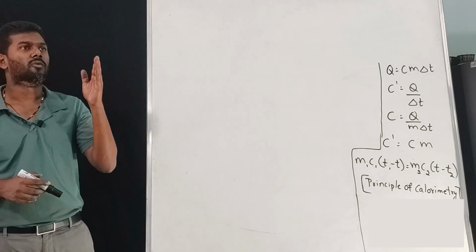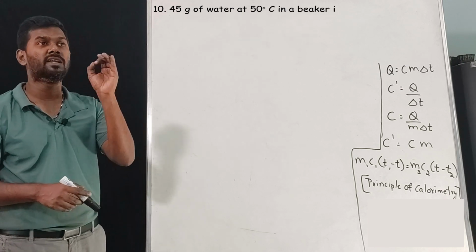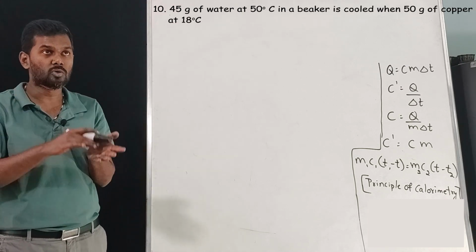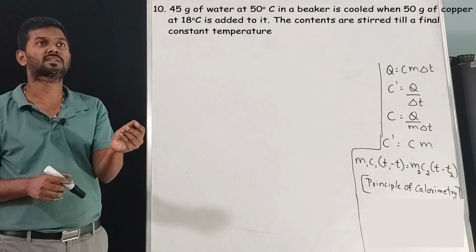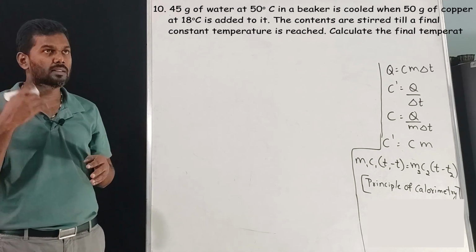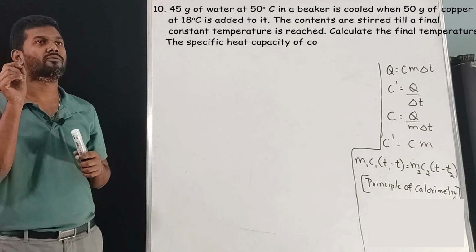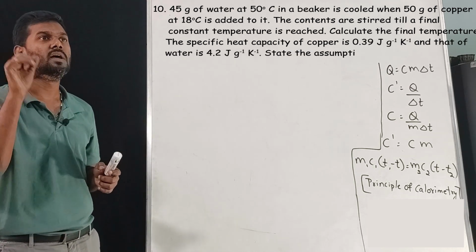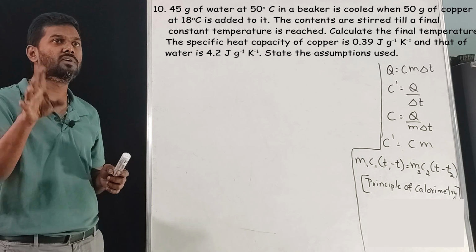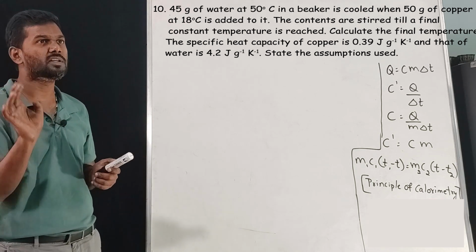Our next question: 45 gram of water at 50 degrees Celsius in a beaker is cooled when 50 gram of copper at 18 degrees Celsius is added to it. The contents are stirred till a final constant temperature is reached. Calculate the final temperature. The specific heat capacity of copper is given and the specific heat capacity of water is given.